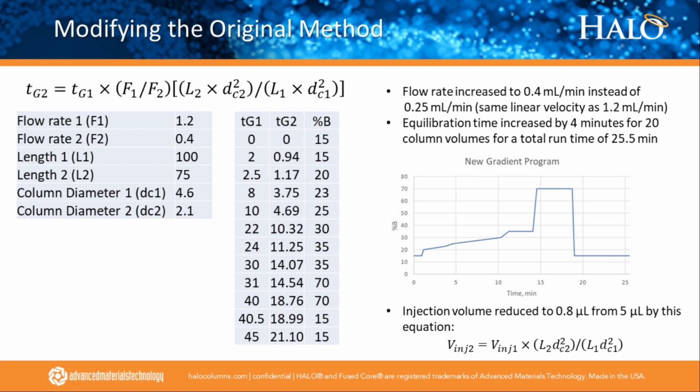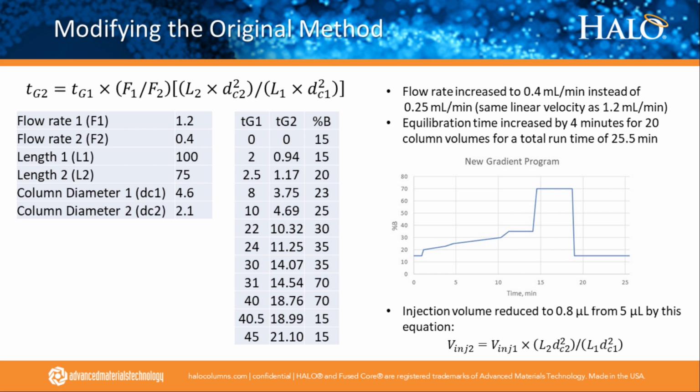Then we wanted to modify the original method to both speed it up and use less solvent. So what we decided to do is run on a 2 micron, 1 by 75 dimension column, and we use this equation here in order to calculate the new TG, the new gradient times essentially. The flow rate was also increased to 0.4 milliliters per minute instead of 0.25 milliliters per minute, which would have been the same linear velocity as the 1.2 milliliter per minute flow rate of the original monograph.